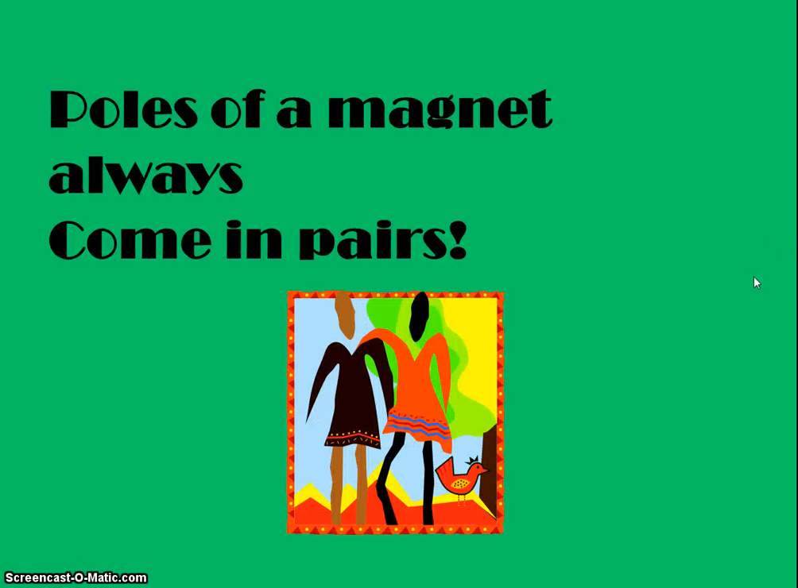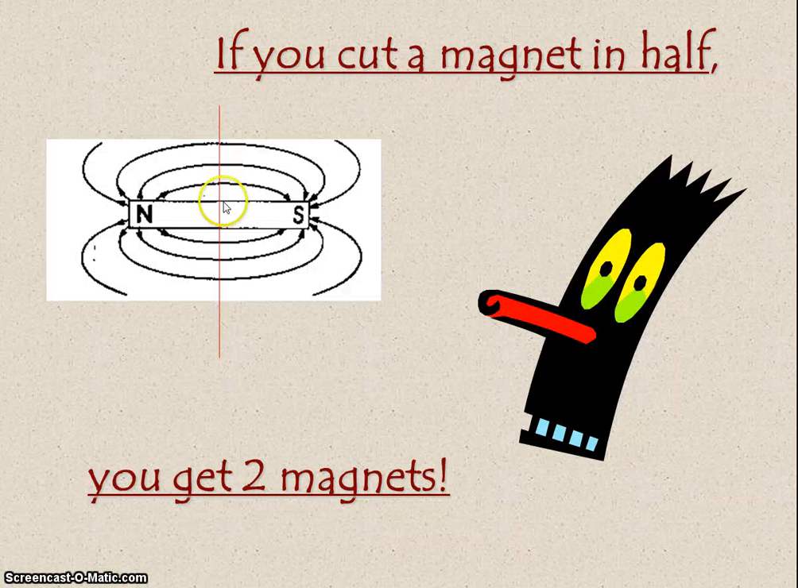Once again, poles always come in pairs, north and south. So if you were to cut that magnet in half, you would still get two magnets, each still with a north and south pole. And we will very soon see why that is. But if you cut it in half, two magnets, each still having a north and south pole.